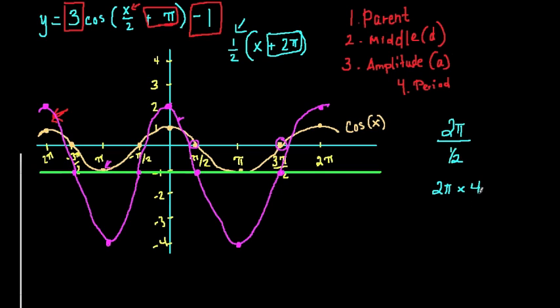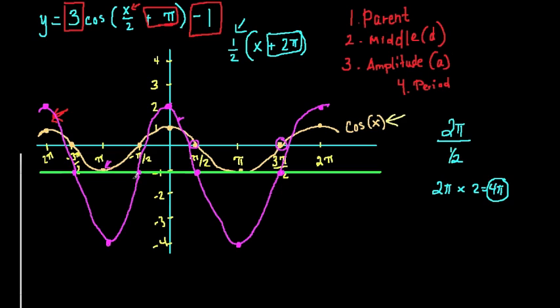I meant 2 gives me 4. That's what I meant to say. Okay, so now we've established that our period is 4 pi. In the normal cosine of x function, my period is 2 pi.